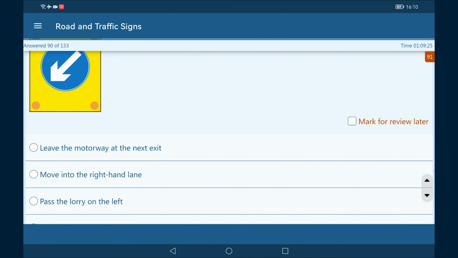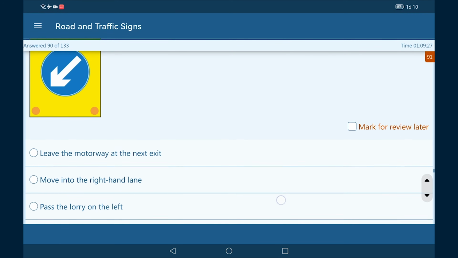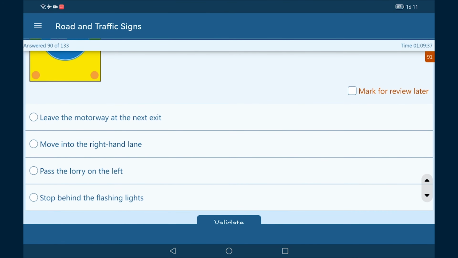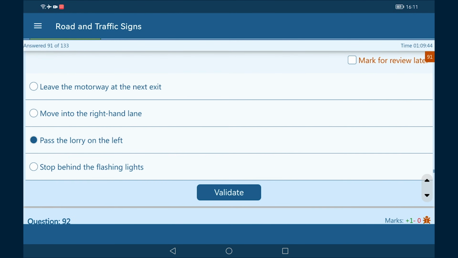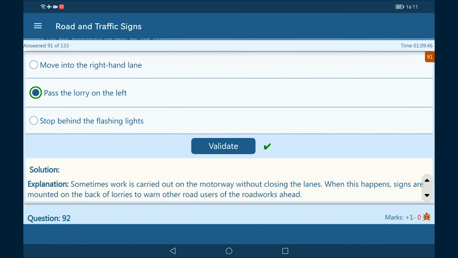Option 1. Leave the motorway at the next exit. Option 2. Move into the right-hand lane. Option 3. Pass the lorry on the left. Option 4. Stop behind the flashing lights. The correct answer is Option 3. That is, pass the lorry on the left.